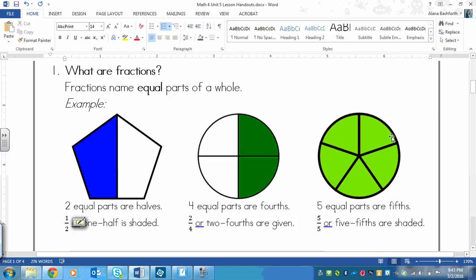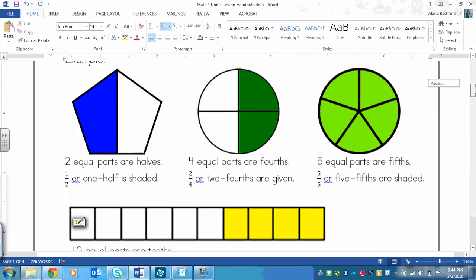Now at the end here, I've got 1, 2, 3, 4, 5. Five equal parts, and they are called fifths. Notice there's a TH at the end of this one as well. That's going to happen at most numbers. So, since all of these are shaded, then I could say 5/5 are shaded.